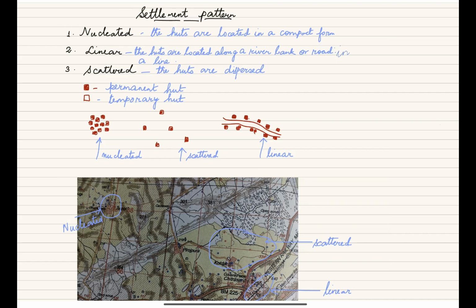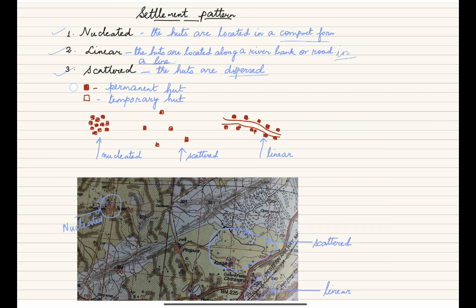Settlement pattern, there are three types of settlement pattern. One is nucleated, that is the huts are located in a compact form. Second one is linear. The huts are located along a river bank or road in a line. And third is scattered. The huts are dispersed.